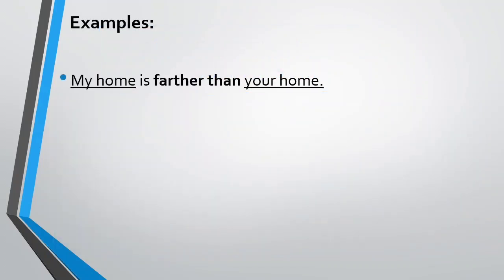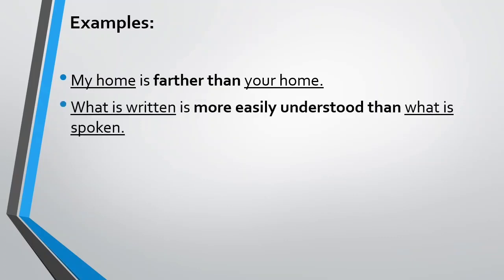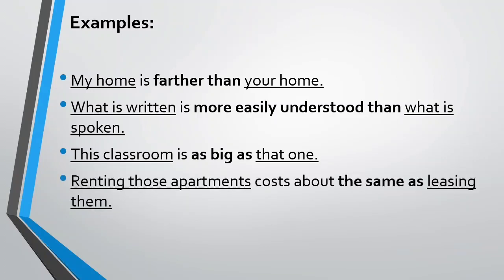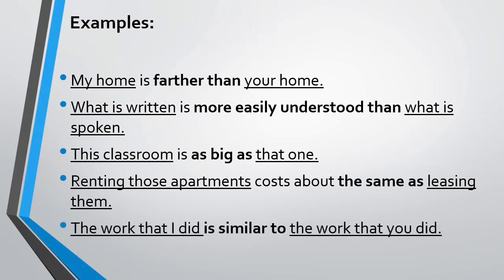Let's have a look at these examples. The two things which are compared have the same structures. My home is farther than your home. What is written is more easily understood than what is spoken. This classroom is as big as that one. Renting those apartments costs about the same as leasing them. The work that I did is similar to the work that you did.